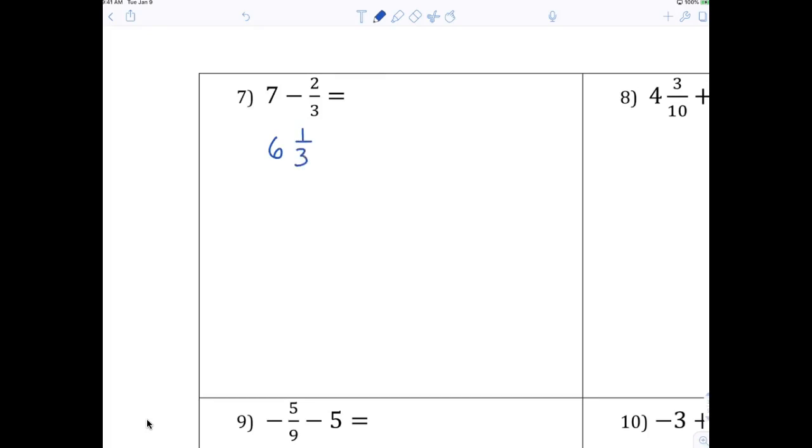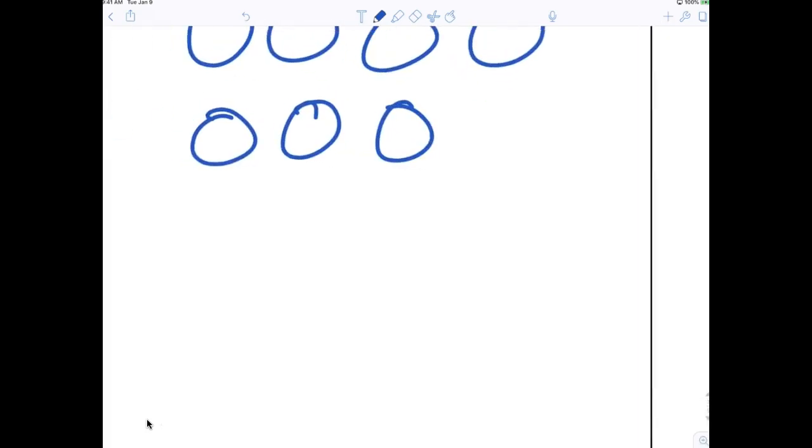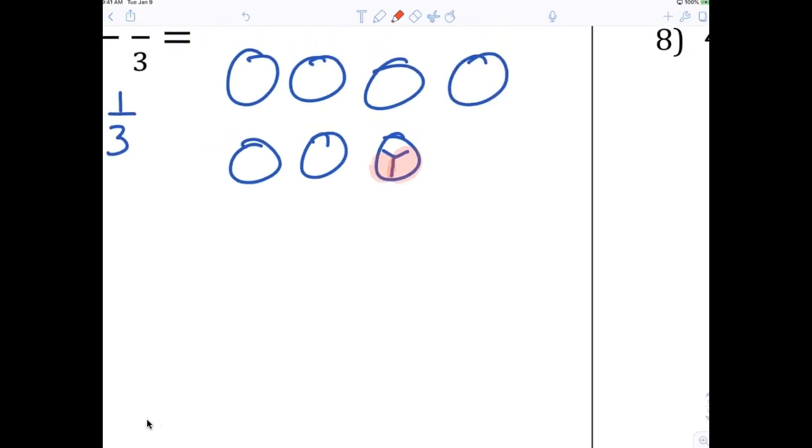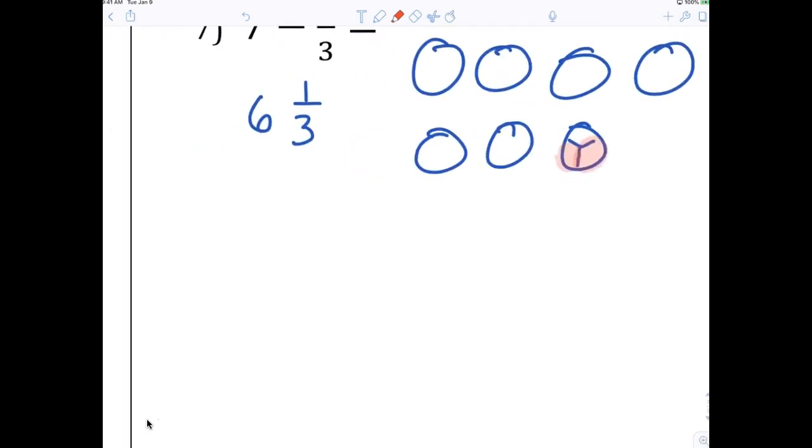That is the answer. Do you want me to explain it? Do you want me to draw it out for you? All right, so I have 7 pizzas. 1, 2, 3, 4, 5, 6, 7. I'm feeling hungry, so I come home and I eat 2 pieces. So here's my pizza right there, and I just chow down on these 2 pieces. How many pizzas are left? 6 and 1/3. Right?